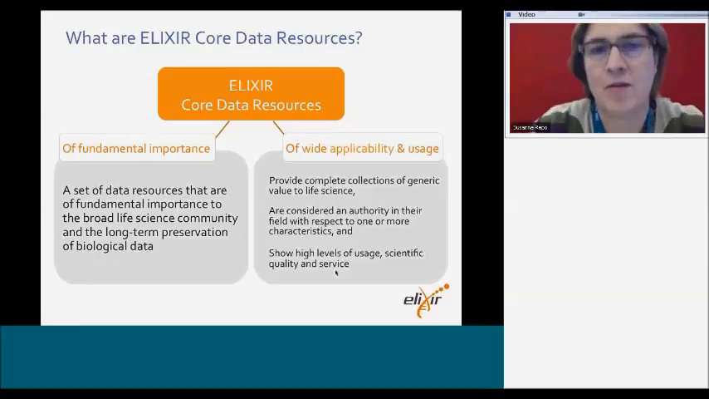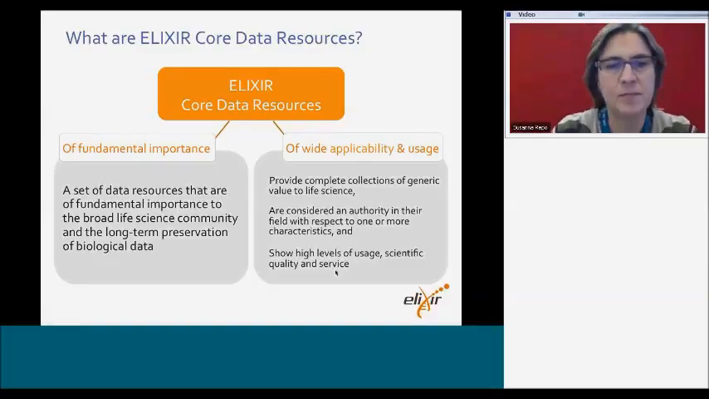Okay, so what are the core data sources for ELIXIR? They're basically resources that are of fundamental importance to the life sciences community, and in particular for their use, reuse, and also their long-term preservation of submitted data and more curated data. Usually these resources would be of wide application, so they'd be collections of generic value to life science. They might be considered an authority in their field for one or more characteristics, and they would usually show a high level of usage and of scientific quality and of service.